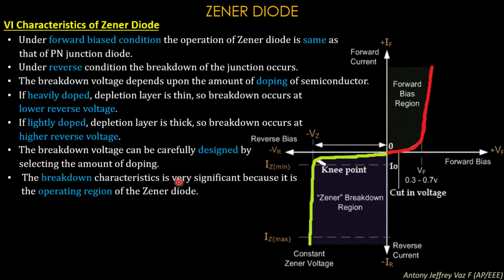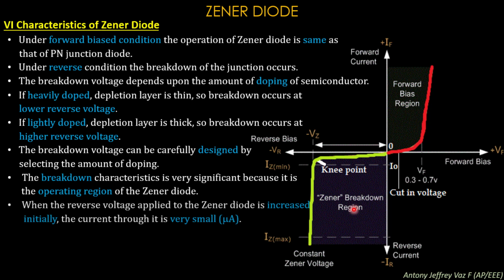The breakdown characteristic is significant because it is the operating region of the Zener diode. A normal PN junction diode operates in the forward biased region, whereas a Zener diode operates in the reverse biased region, that is, normally in the breakdown region. So your Zener diode is going to operate in this region, known as the Zener breakdown region.